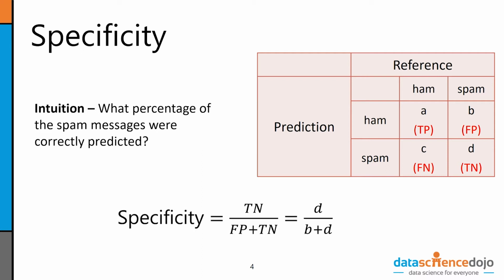And once again, the math is not too terribly difficult, as you might imagine. It's just TN over FP plus TN. Or if we decompose it again with our little colored boxes, the numerator is how many of the spam messages did I in fact correctly predict, divided by the total number of spam predictions that I made. And that gives me the relative percentage.